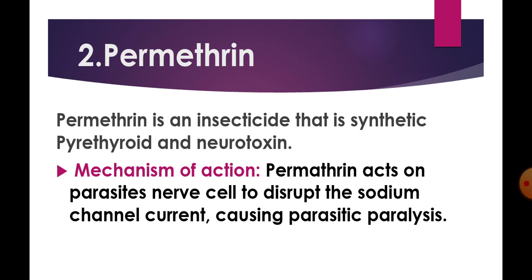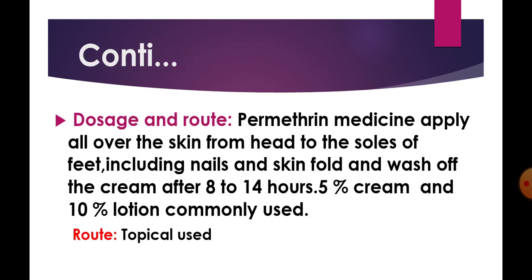Mechanism of action: how does permethrin act against the parasite? Permethrin acts on the parasite's nerve cells to disturb the sodium channel current, causing parasitic paralysis. I hope you got it.